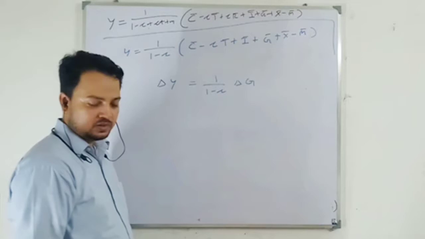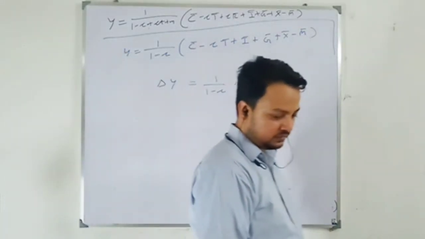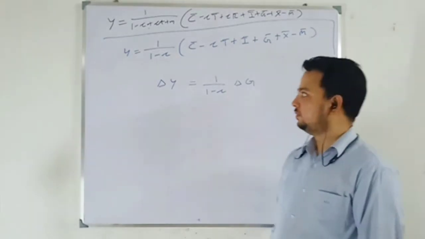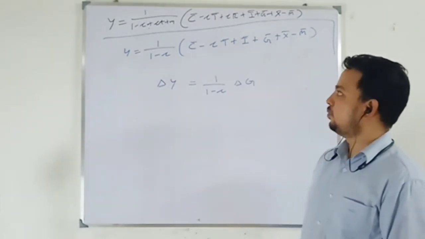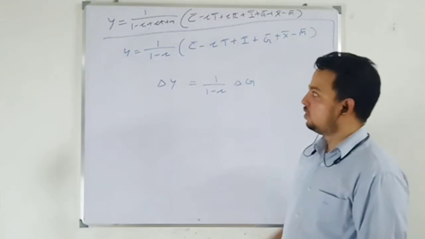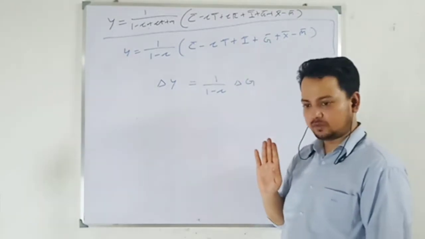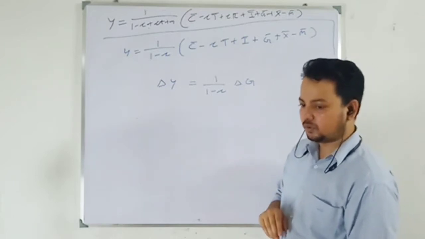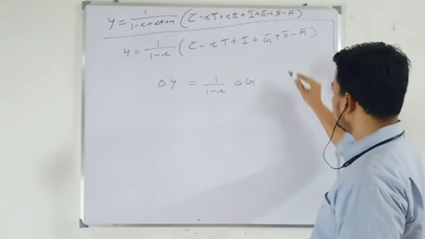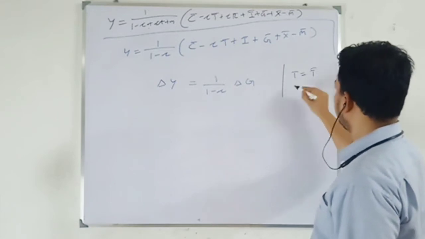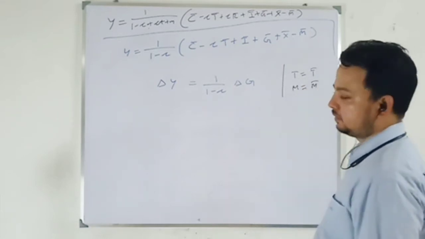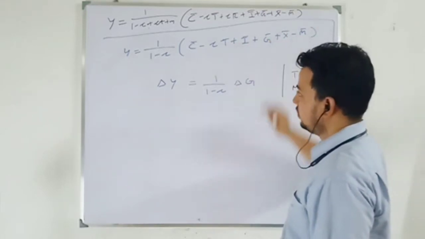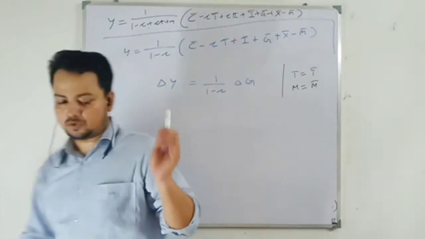Assuming that tax and import are not a function of income. So we are talking about an open economy, first sector. That means my tax is T bar and import is M bar only. Okay. So I get this equation. This is the framework that we are using, not formula, framework.